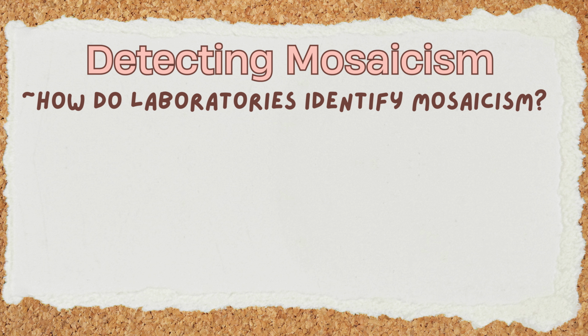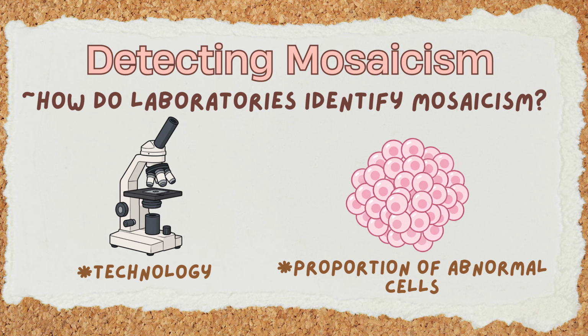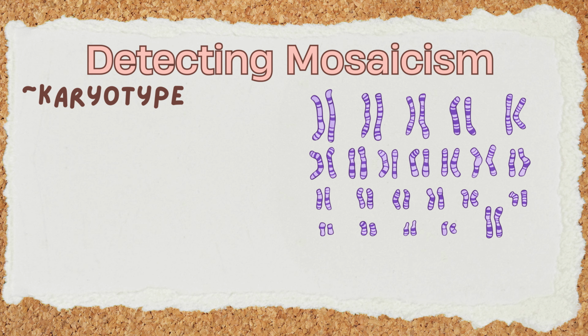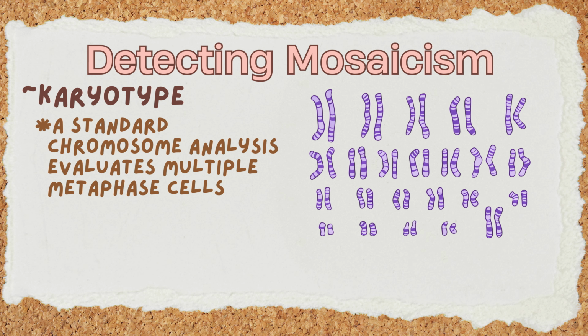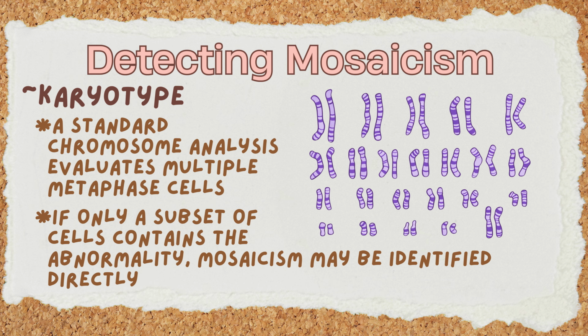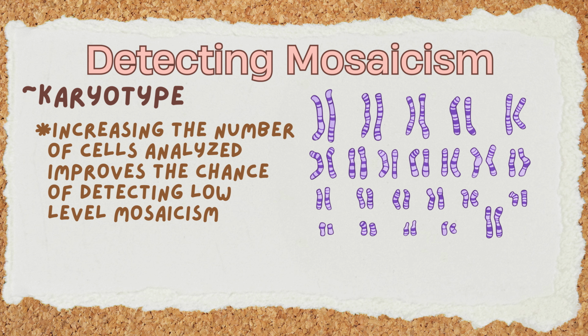Now, how do laboratories identify mosaicism? It depends on both the technology used and the proportion of abnormal cells. One way is through karyotype. A standard chromosome analysis evaluates multiple metaphase cells. If only a subset of cells contain the abnormality, mosaicism may be identified directly. Increasing the number of cells analyzed improves the chance of detecting low-level mosaicism.